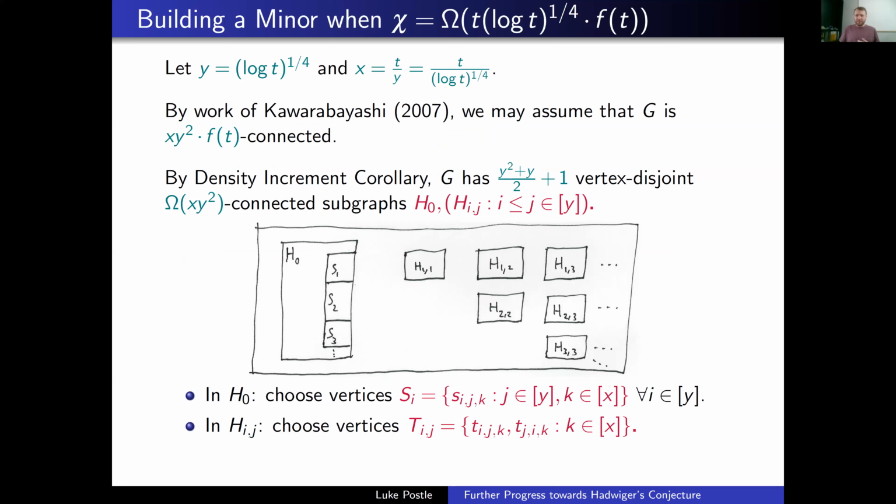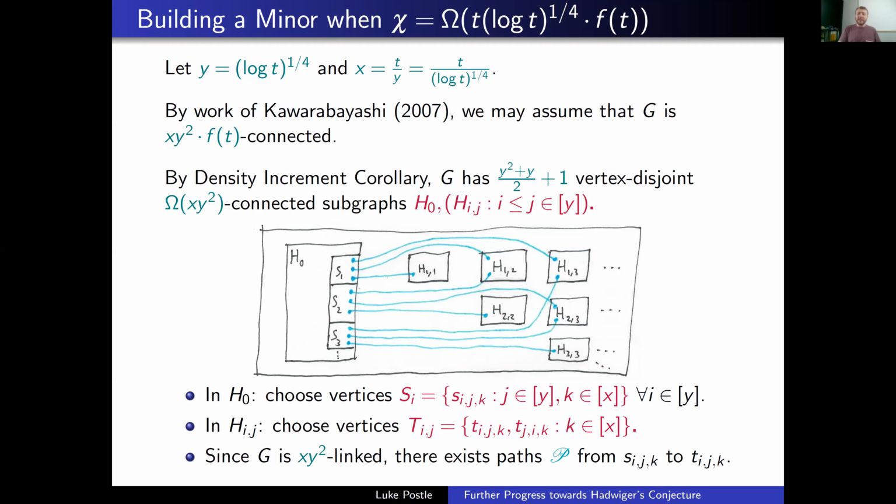less than j. And what we do then to build our miner is in h0, we'll choose kind of s's, so big blocks of vertices. So these will be sijk. They'll be in the si's, and then inside each square we'll take a tij. And the idea is that since G is xy squared linked, we can just link all of these vertices sij to tjik. So we can get these big blocks.